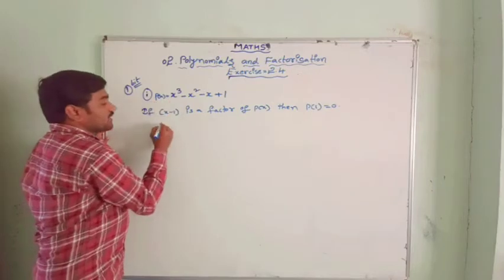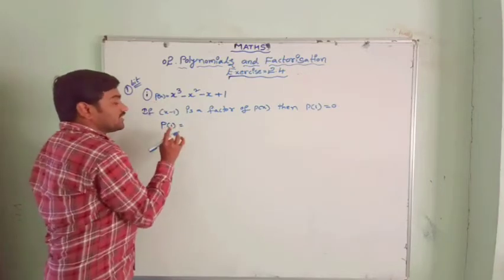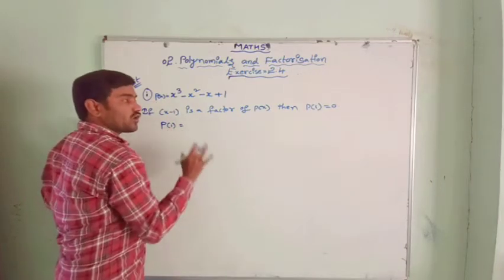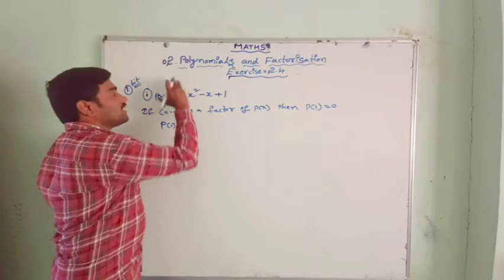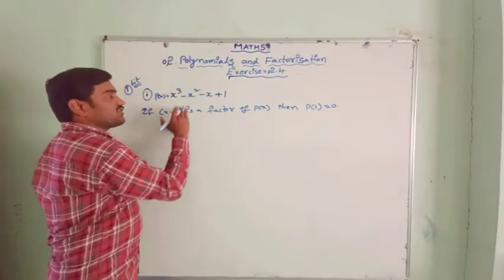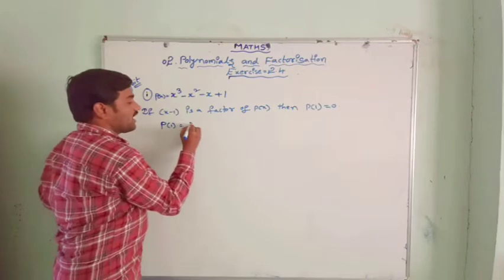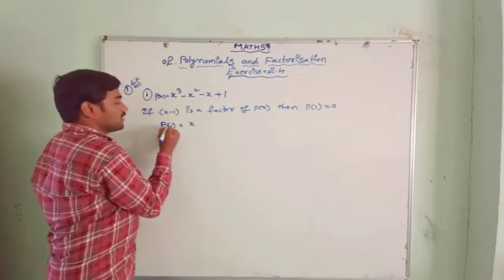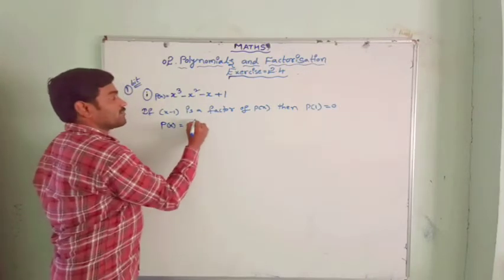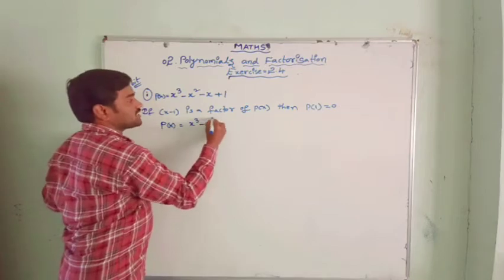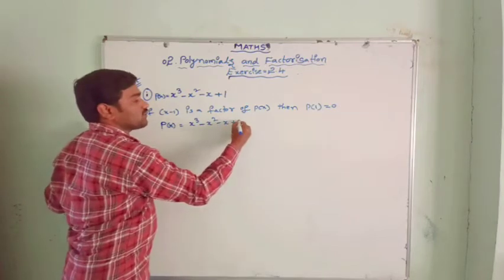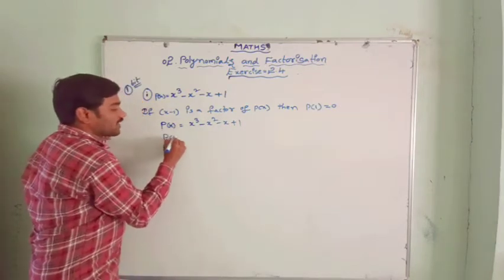Let us find out p of 1. Are we getting p of 1 equal to 0 or not? If p of 1 equal to 0, then x minus 1 is a factor of this given polynomial, or else it is not a factor. Let us write the given polynomial p of x equal to x cube minus x square minus x plus 1. Then we have to write p of 1.